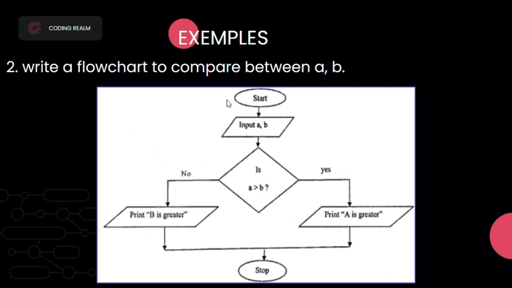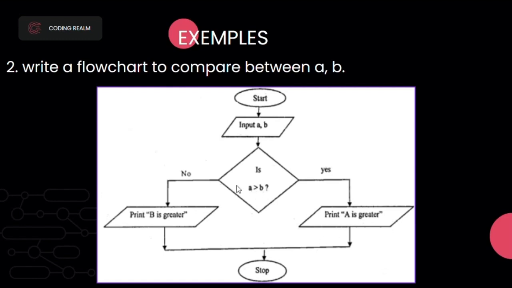Start my program. Next step is input: enter a value of a, and enter a value of b. Next step, use the lozenge to show this is our condition. The condition is if a greater than b, print a is greater.